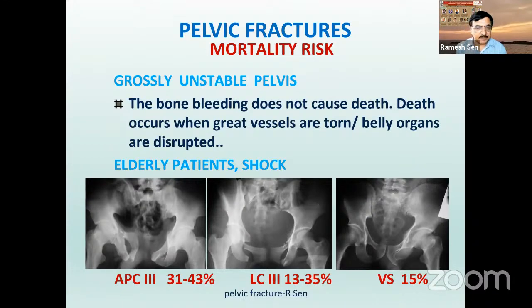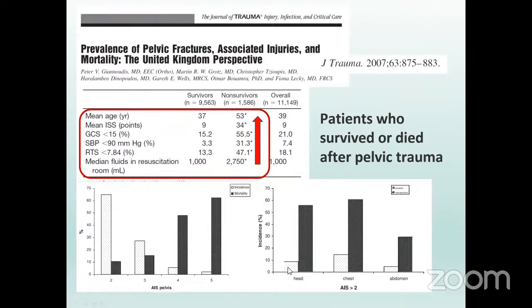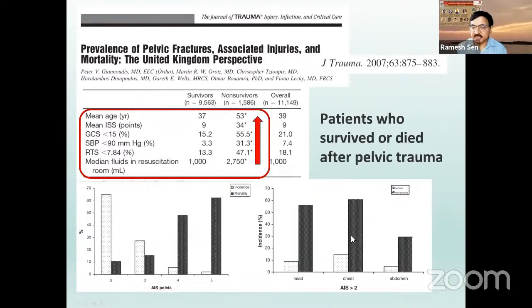And if that patient happens to be elderly, or if the patient happens to be in shock also, the chances of mortality tend to increase. It does differ between fracture patterns also. As per this paper, if you look at it, the age, the amount of injury sustained, the blood pressure, and the graph down there, the incidence of mortality keeps on increasing as the injury increases. And likewise, as many associated injuries happen, whether it is head or non-head injury, there is a significant increase in mortality in these situations.